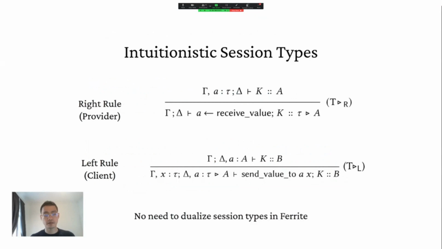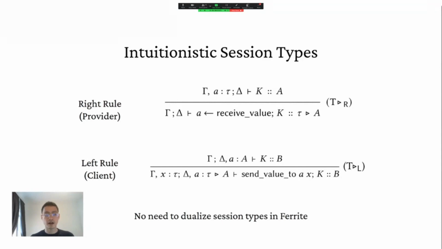Compared to other session type libraries, Ferrite is also based on the intuitionistic formulation of session types, which does not require the dualization of session types. This means that for each session type, there are two typing rules that define how the session type can be used from the perspective of the provider or the client.